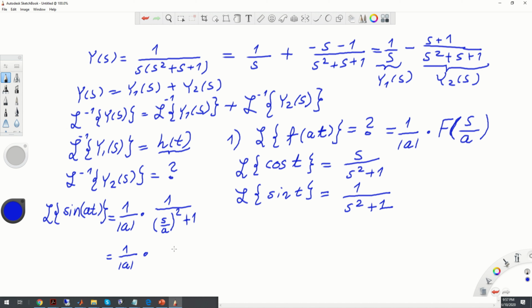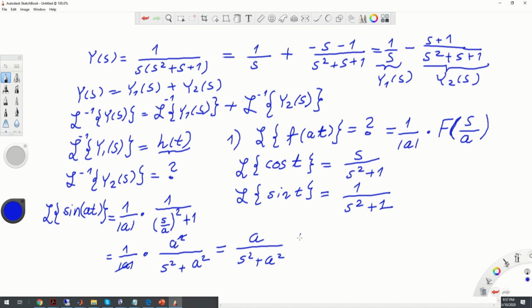What do we have here? We have a over s squared plus a squared. Under some mild conditions, I don't want to go too much into details, the square here and this absolute value, 1 over a, cancel each other. So we have a over s squared plus a squared.